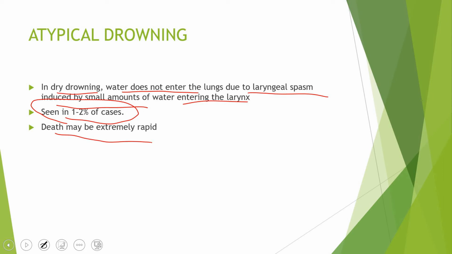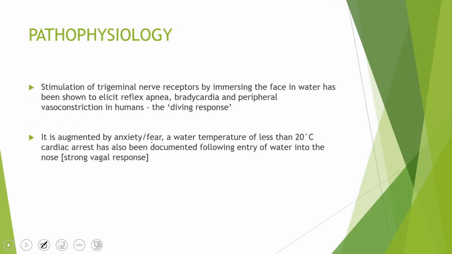And in this case the death is extremely rapid because you are preventing the body from its main source. There is no oxygen, there is sudden laryngeal spasm. Obviously the death is going to be rapid. Now how does it happen? What reflexes cause this sudden laryngeal spasm? So in the next slide we are going to discuss the pathophysiology of atypical drowning.